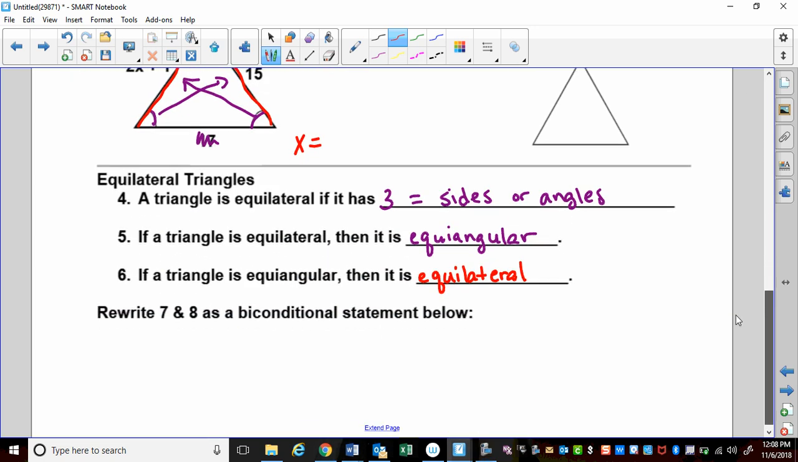An equilateral triangle: a triangle is equilateral if it has 3 equal sides or angles. If a triangle is equilateral, meaning the sides are equal, then it is also equiangular, meaning the angles are equal. But if it's equiangular, then it's also equilateral. I want you to write this as a biconditional statement. Remember, biconditional means in the middle we will have if and only if. Try it out.